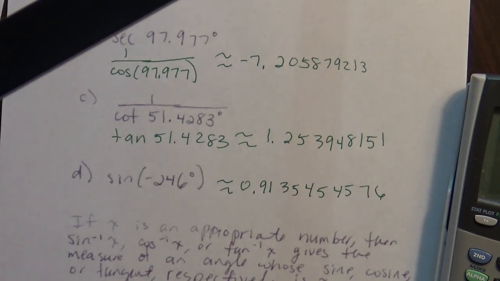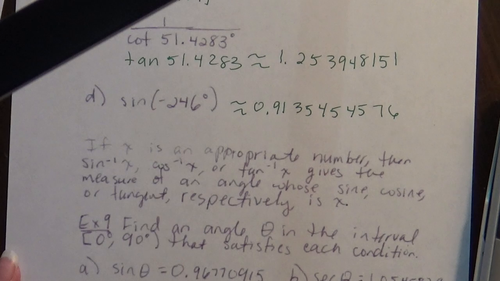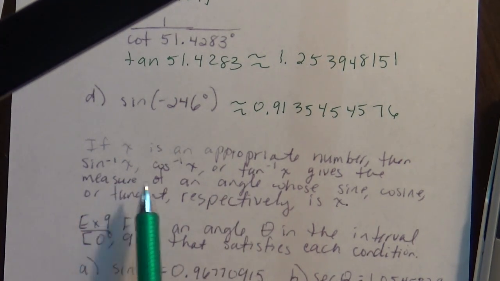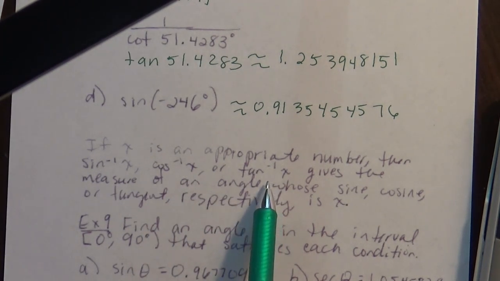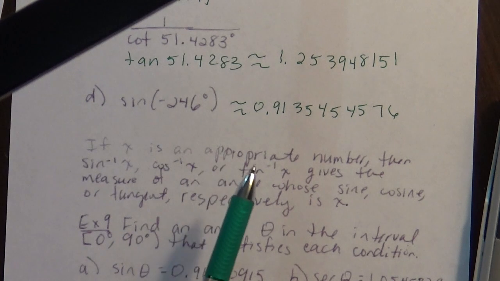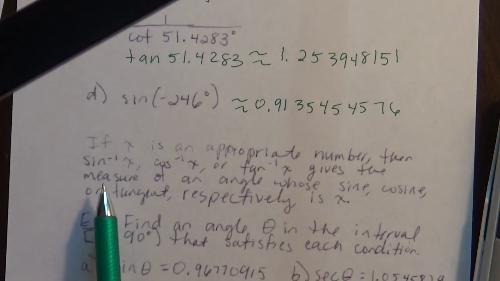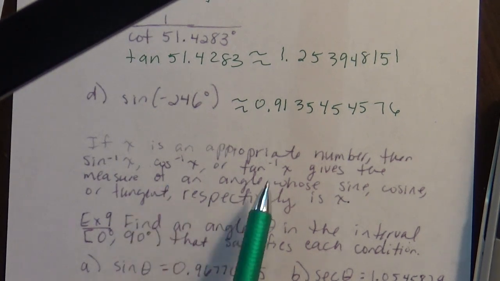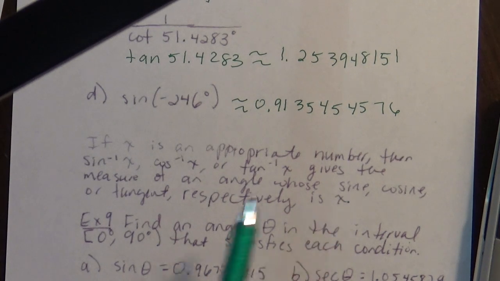All right, and that's it for example 8. And then after this, if x is an appropriate number, then sine inverse of x, cosine inverse of x, or tan inverse of x, excuse me, let me say that again. If x is an appropriate number, that means if x is in your domain, then sine inverse x, cosine inverse x, or tan inverse x gives the measure of an angle whose sine, cosine, or tangent respectively is x.